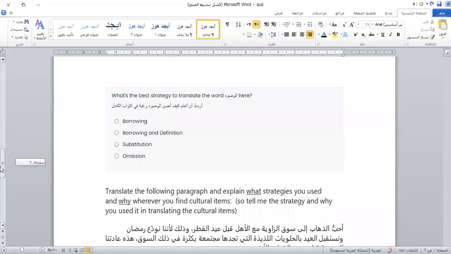Okay, let's move forward. What's the best strategy to translate the word الوضوء? Borrowing isn't enough. Why? Because intifada is borrowing and it's established in the target language and it's quite common.